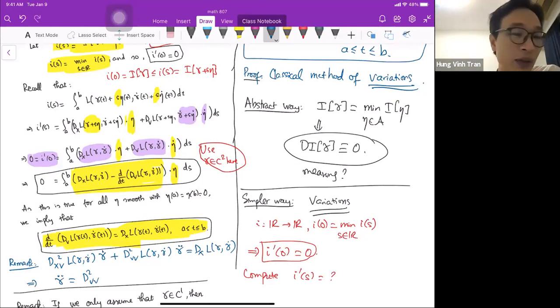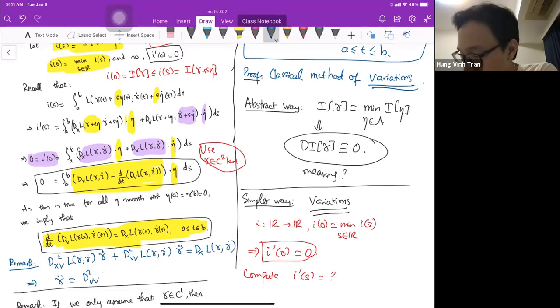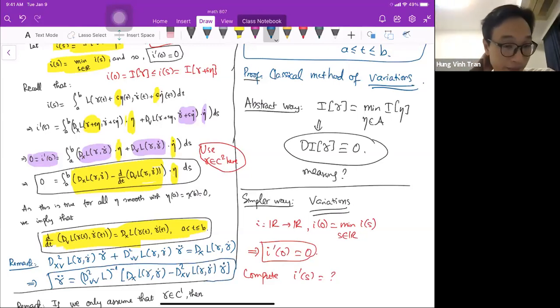Sometimes I would write d square v only, but sometimes I'm careful. I write out d square vv L inverse, multiplied with dx L of gamma gamma dot minus d square of xv L gamma gamma dot gamma dot. And that's essentially the other way to write the Euler-Lagrange equation. Does that make sense?